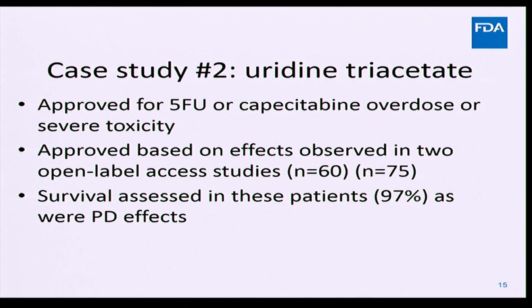Another case for chemotherapy toxicity was the recent approval of uridine triacetate for 5-FU or capecitabine overdose or severe toxicity. This approval is based on effects observed in 2 open-label access studies. Basically, survival was assessed in these patients, as were PD effects that supported the approval of this drug.